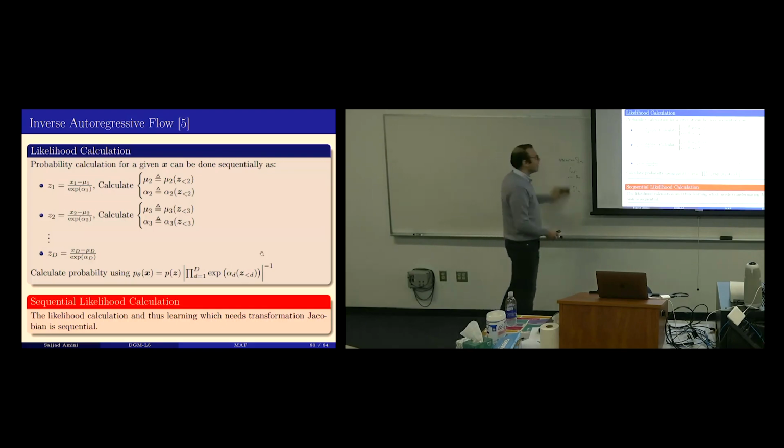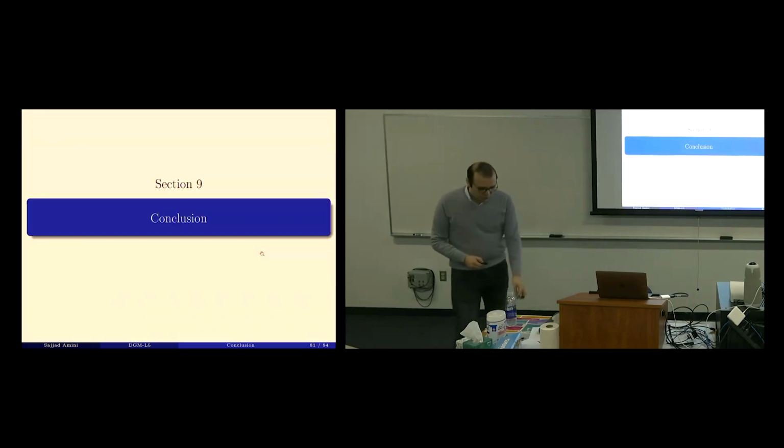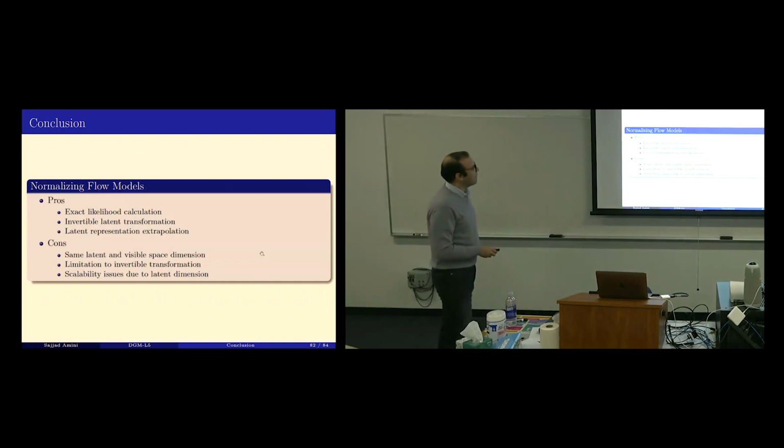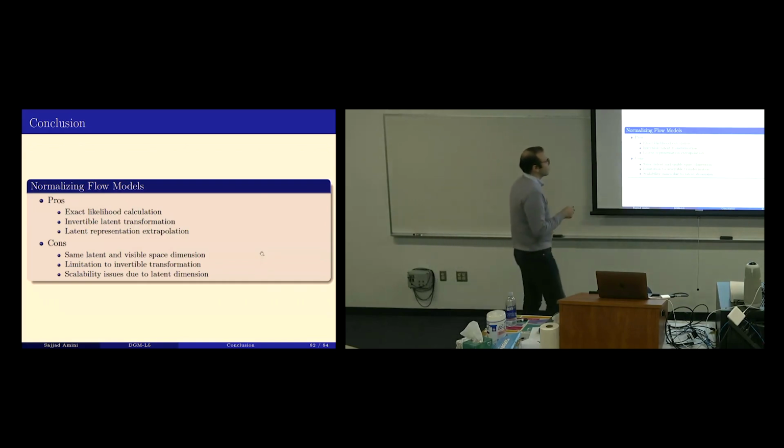Okay, by this slide, we are at the end of the normalizing flow presentation. Just a conclusion and a summarization of what we have seen before. What are the pros? One important point is that you have exact likelihood calculation, similar to autoregressive models, and in contrast to variational autoencoders.